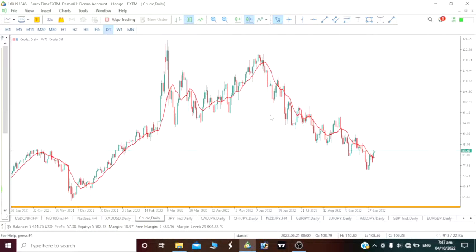Now what we have here is WTI crude oil. We want to predict the price for today.